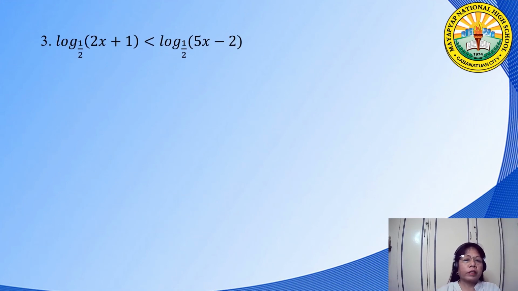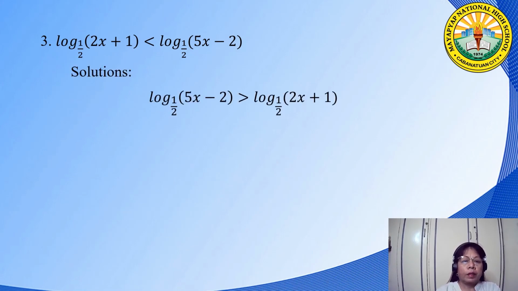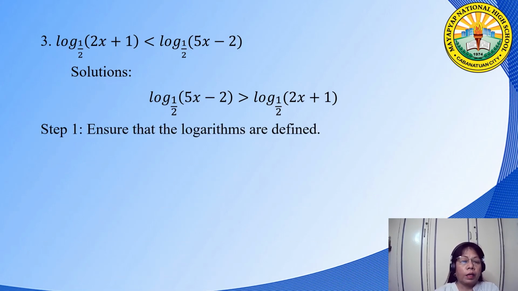Example number 3: logarithm of quantity 2x plus 1 to the base 1/2 is less than logarithm of quantity 5x minus 2 to the base 1/2. Reverse the direction: logarithm of quantity 5x minus 2 to the base 1/2 is greater than logarithm of quantity 2x plus 1 to the base 1/2. Ensure that the logarithms are defined.